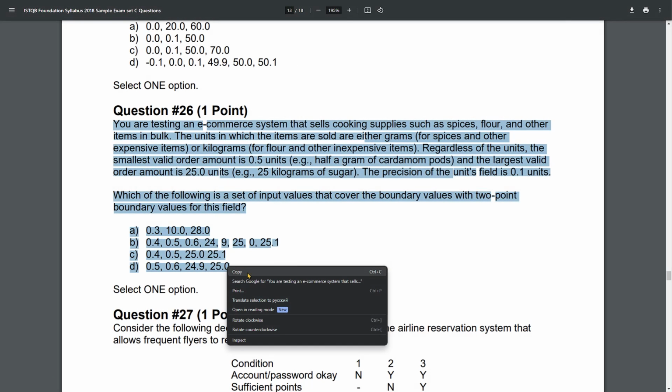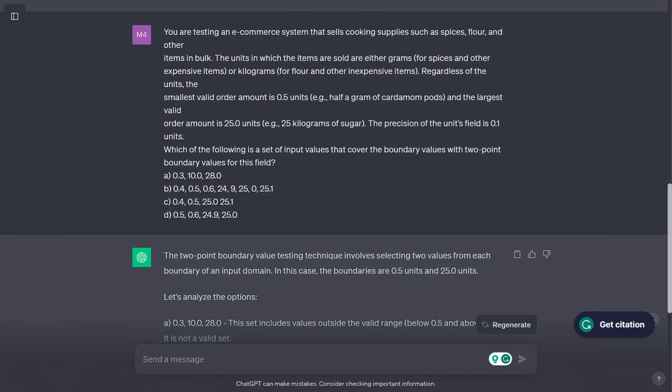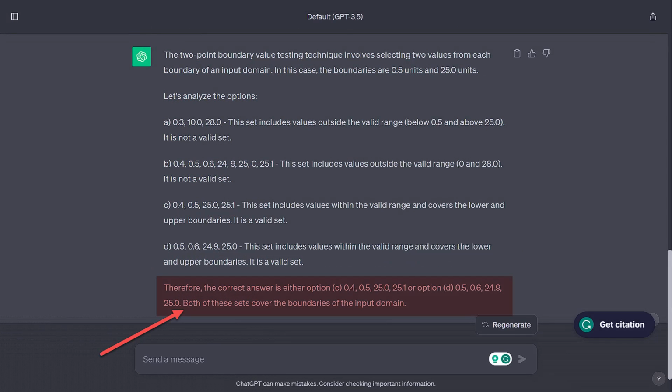At first glance, boundary value analysis is a simple test design technique. But when it comes to the questions of ISTQB, they are also so complicated that even artificial intelligence does not know what to do with them. As you can see, we asked the AI a question, one of the simplest ISTQB questions of the BVA. And we got an answer, that the correct answer is either C or D.